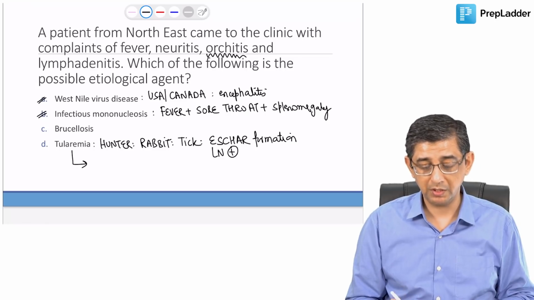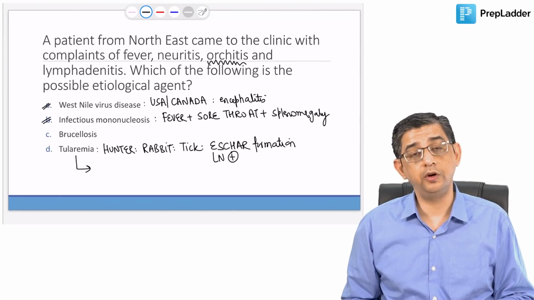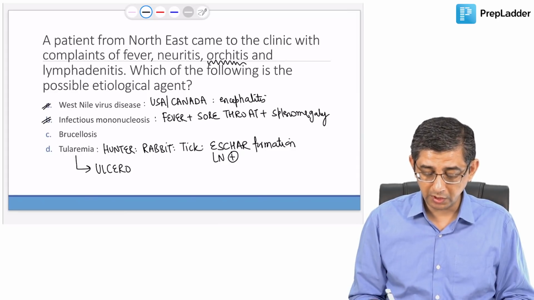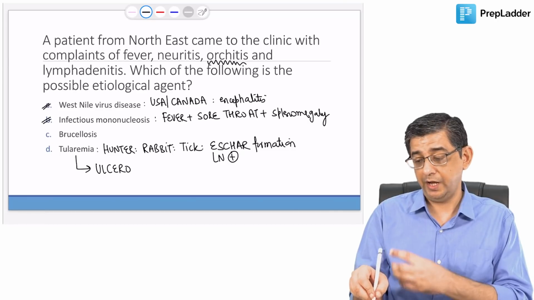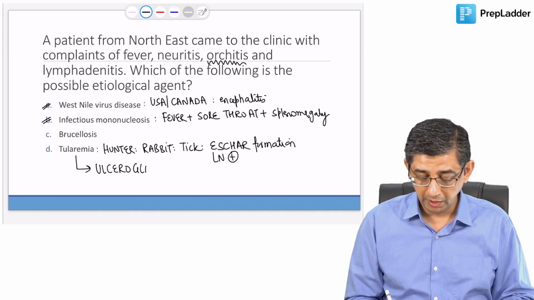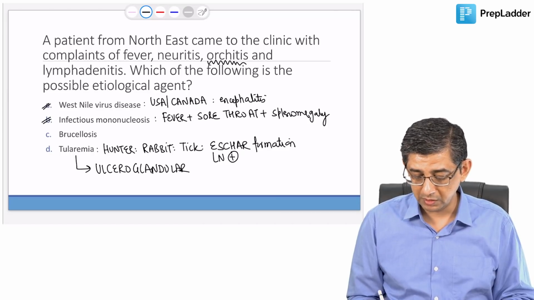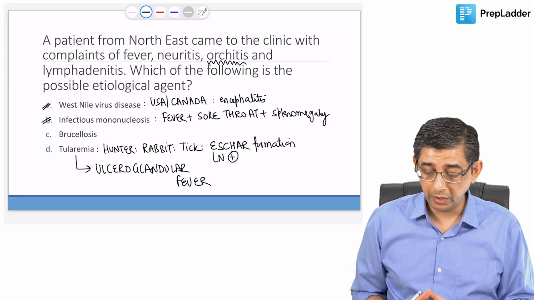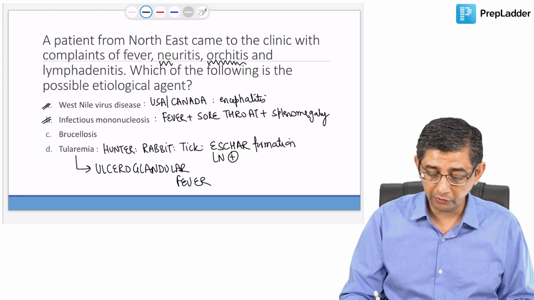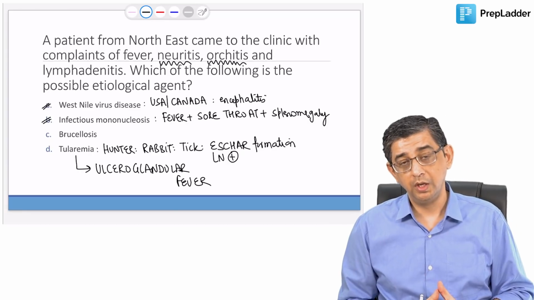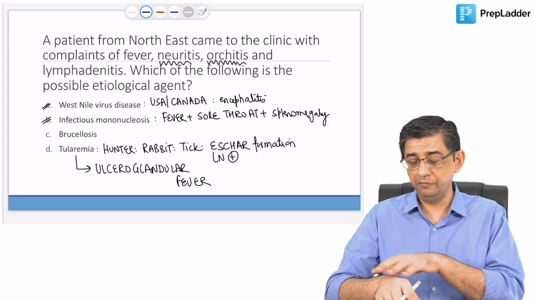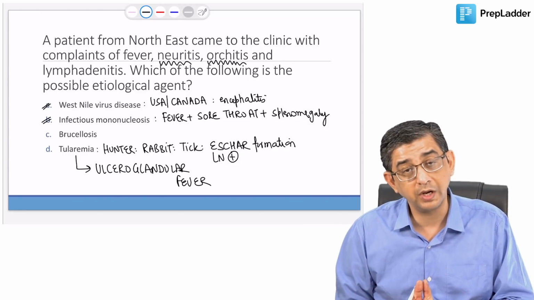So tularemia per se will always be a zoonotic disorder. This zoonotic disorder will also be called ulceroglandular fever, because there was an ulcer on the hand due to the bite of the tick and there's enlargement of the lymph node. But in this particular case, you can notice the fact that lymphadenopathy is definitely present, but at the same time, there is no mention of neuritis and orchitis, which are not found in tularemia. The two presentations of tularemia are the eschar on the hand and the lymphadenopathy and lymphangitis that is present. There is no neuritis, no orchitis.